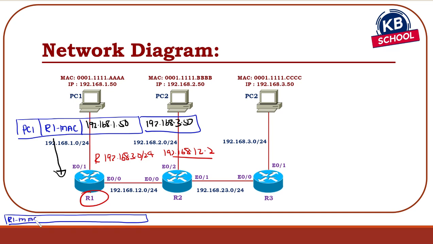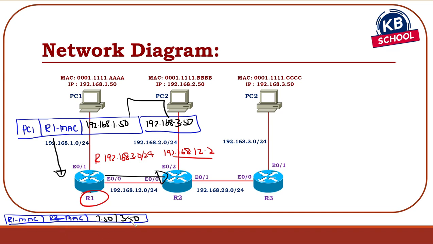R1 MAC going to R2 MAC. Source IP and destination IP remain the same. So I'll just say 1.50 and 3.50. That didn't change. Sends it over to whom? This guy. He again, first thing he does, strips off the layer 2 header.